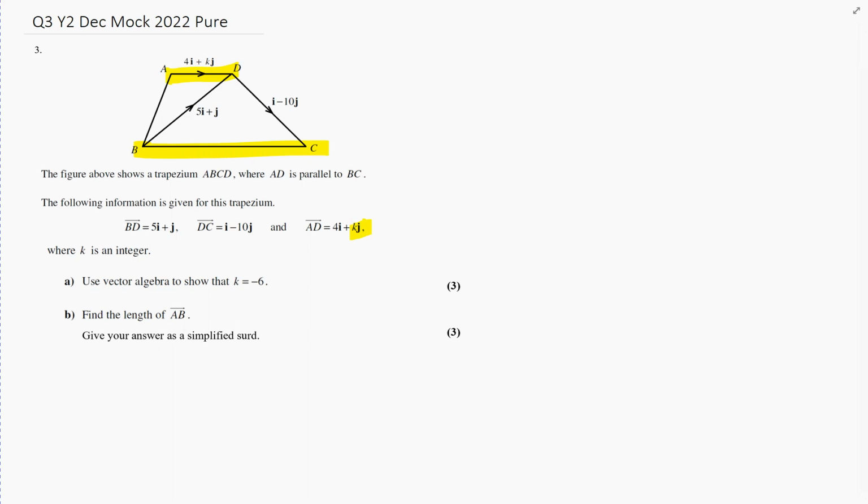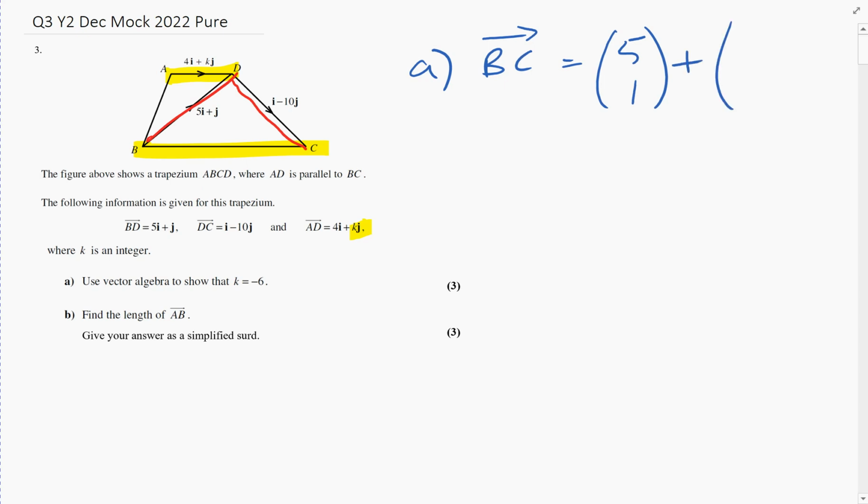other. But we can also work out what vector BC is, because vector BC is just vector BD plus DC. So we just need to add those vectors together. So I prefer using column notation to ij notation. So BC is going to be this, which is (6, -9).